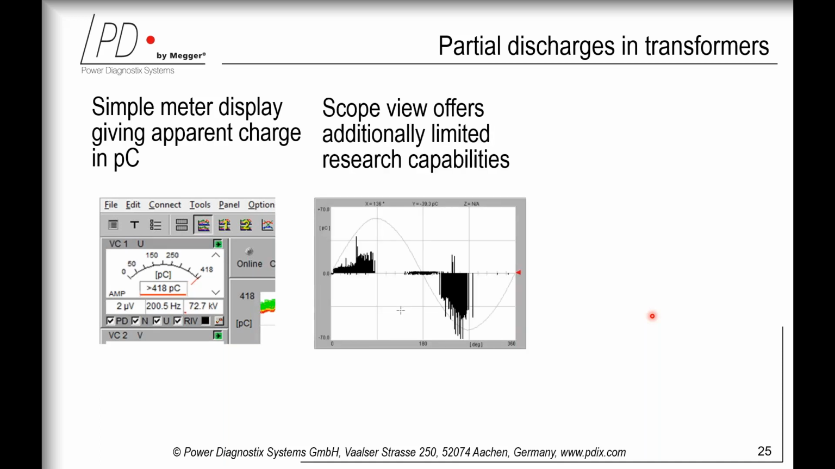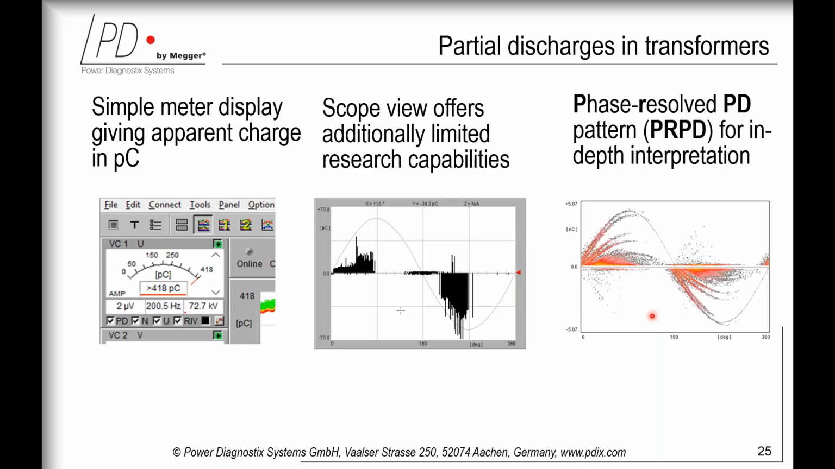Compared to the meter view, the early scope view showing the PD distribution over the last voltage cycle already gives limited analysis capabilities. The last picture shows the current common phase-resolved PD pattern, giving in-depth research capabilities. For instance, this phase-resolved PD pattern, short PRPD, is not only clearly indicating that the discharges are created by gas bubbles. Compared to the same PD defects shown as a scope, there it's harder to see.